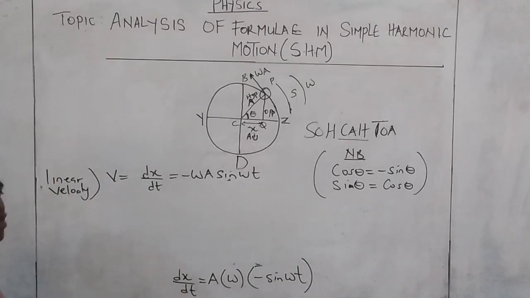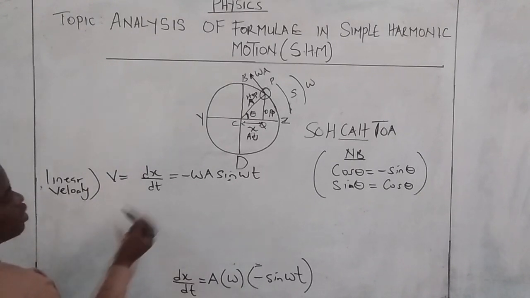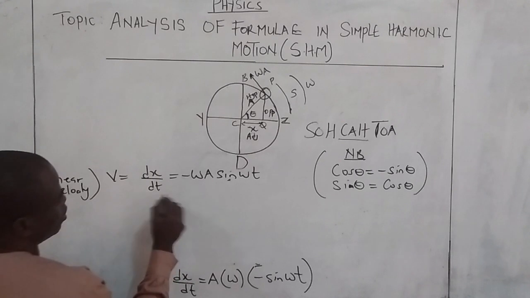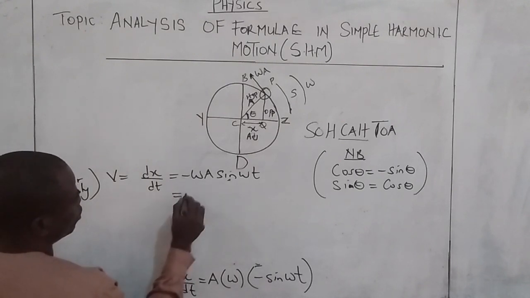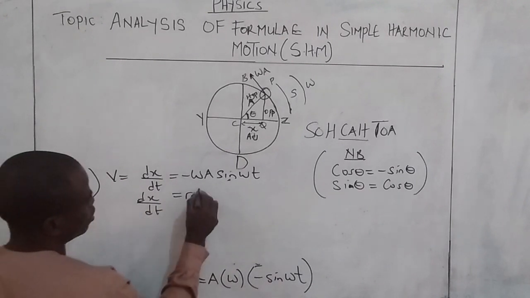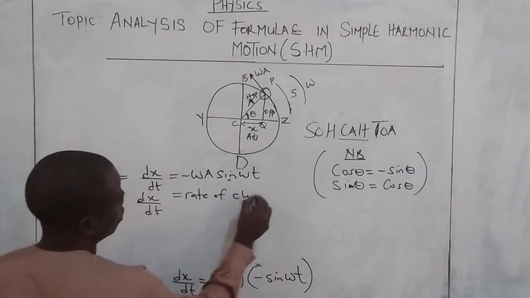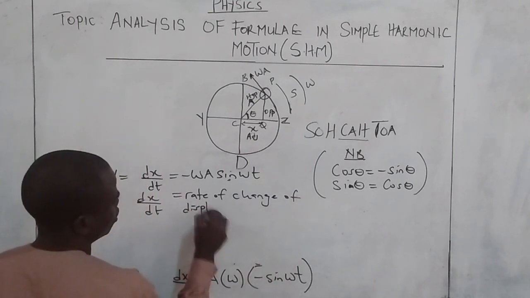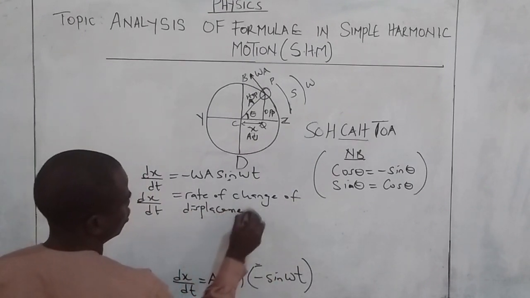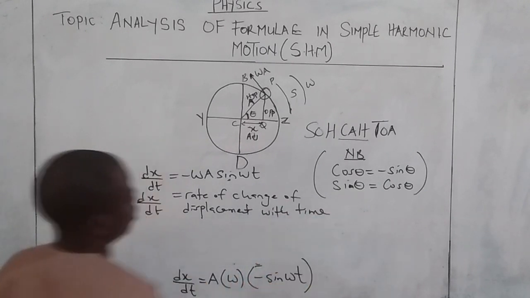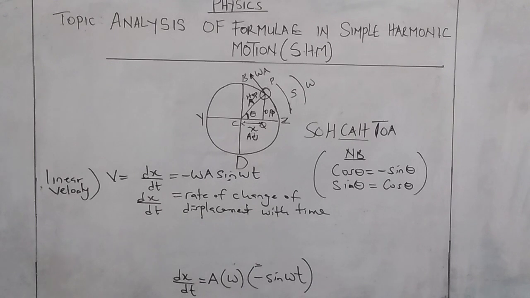Now we're going to get our acceleration. And linear velocity is the rate of change of displacement with time. Because rate of change is dx over dt, the rate of change of displacement with time.